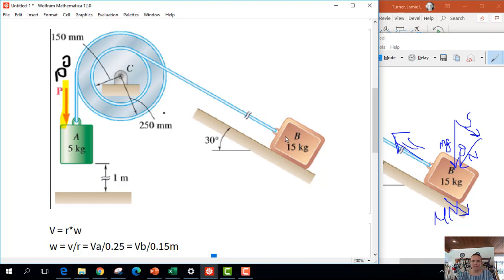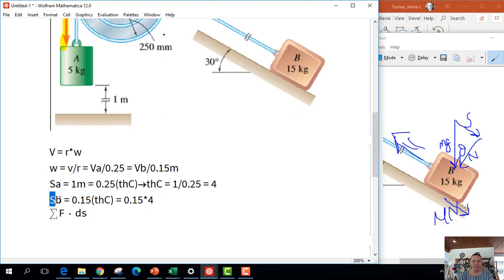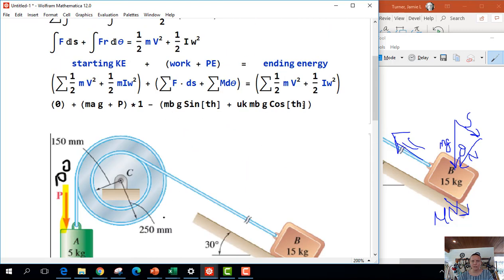Okay, so if we know how many times C has rotated, that translates to B. So 0.15 times how much C has rotated. So that's our distance that this force is acting over, right? So that's our force through a distance for B. So now we're through starting energy, which is 0, and then the work and potential energy, that's mgh and mg sine theta. You can think of that in terms of potential energy, or you can think of it in terms of work. Either way, it's fine.